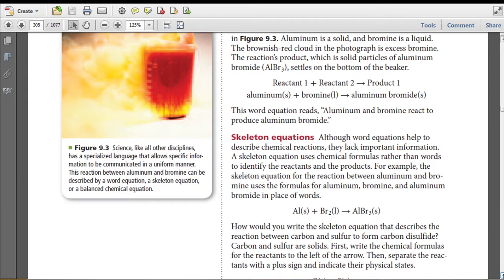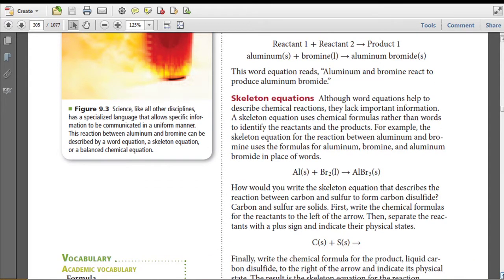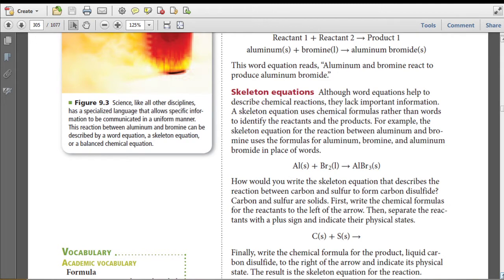A skeleton equation uses chemical formulas rather than words to identify the reactants and products. For example, the skeleton equation for the reaction between aluminum and bromine uses the formulas of aluminum, bromine, and aluminum bromide in place of words. Right? Al with an (s) solid symbol, plus Br2 with a liquid symbol, with that unidirectional arrow, gives aluminum bromide in the solid form.